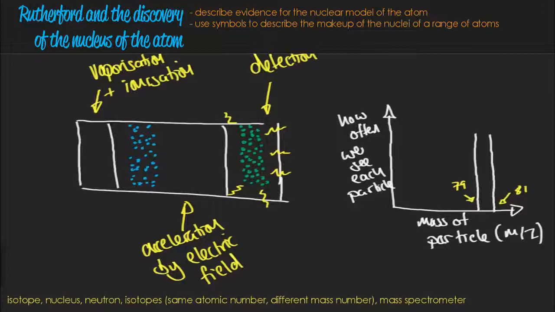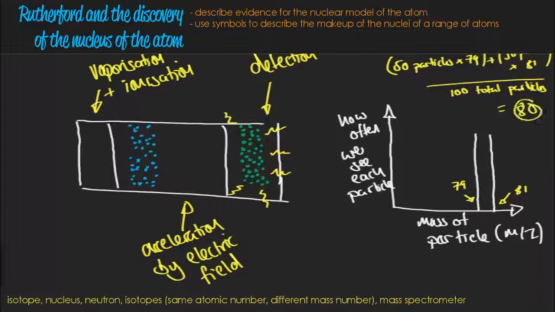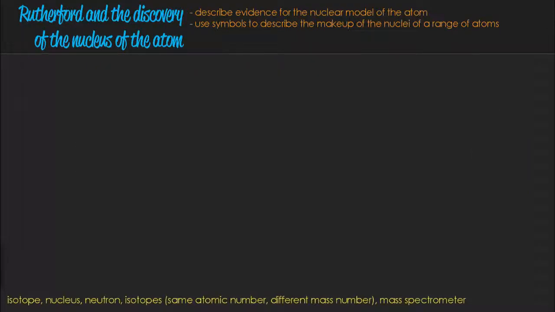If we assume we have 100 atoms in total, then 50 of them were bromine 79 and 50 of them were bromine 81. What do you think would be the average mass of a bromine atom? When we look at the periodic table, it tells us that the average mass of a bromine atom is 80, because we have two isotopes and their masses average out to be 80, because there's an equal number of each.